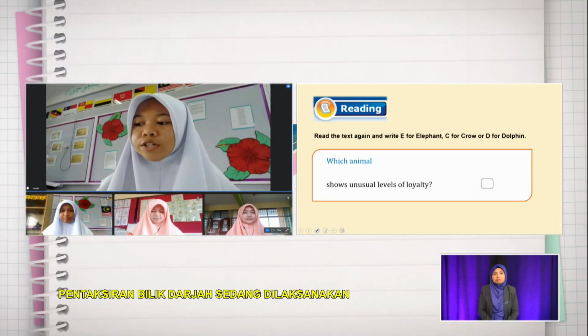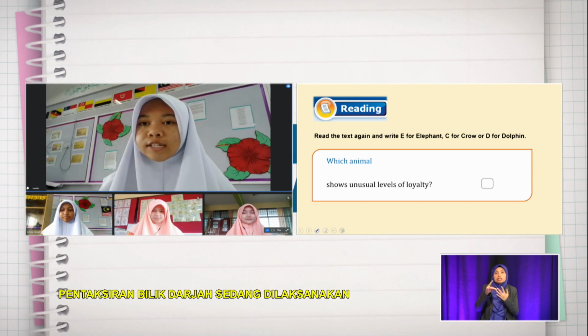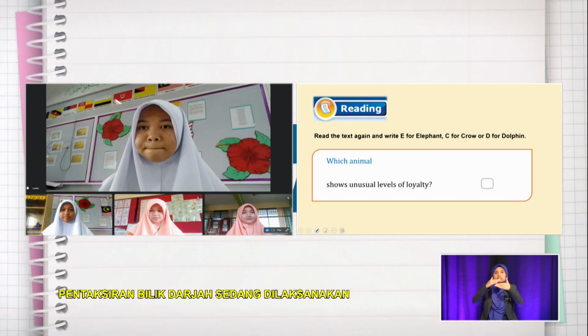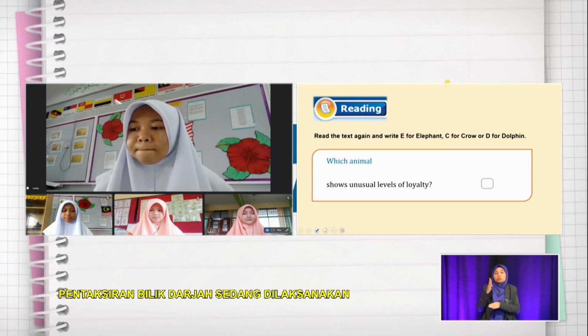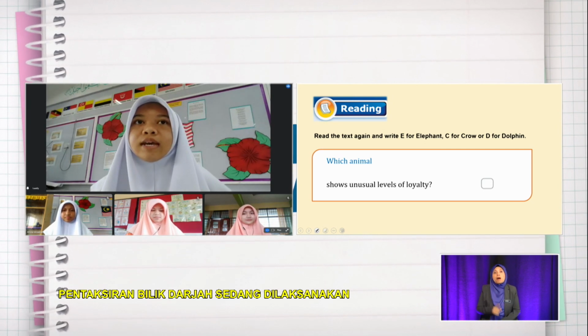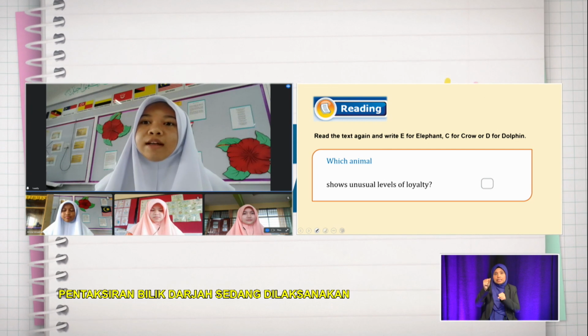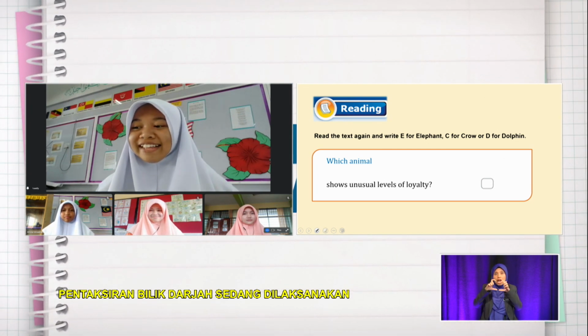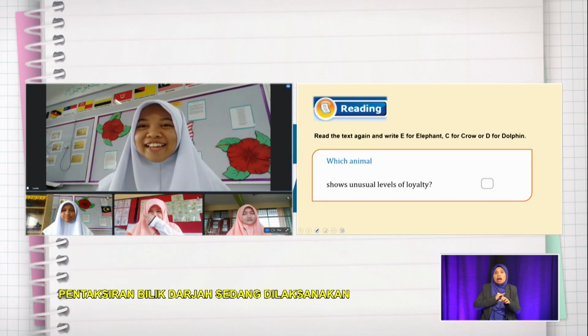Which animal shows unusual levels of loyalty? Can you please help me to identify the keyword from the question? It is in the text Big Love. Sorry, the keyword first. The keywords from the question, Laili. Unusual and loyalty.